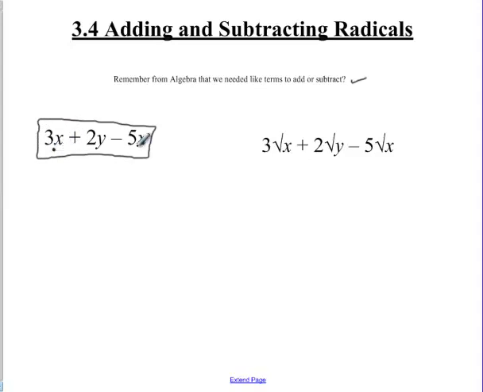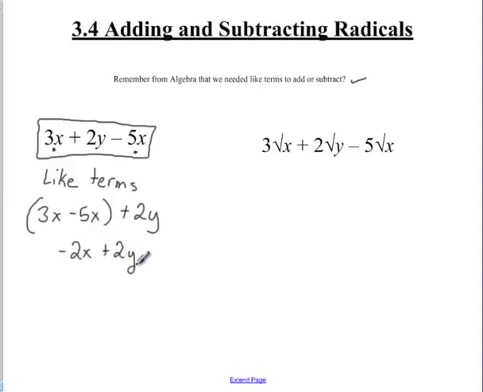3x minus 5x. They are like terms. So we can add them together. 3x and minus 5x, we group together in our mind. And then we have this little plus 2y hanging out here on the side. And we get negative 2x plus 2y. There's no more that I can do with that. It just said combine like terms, and I did.